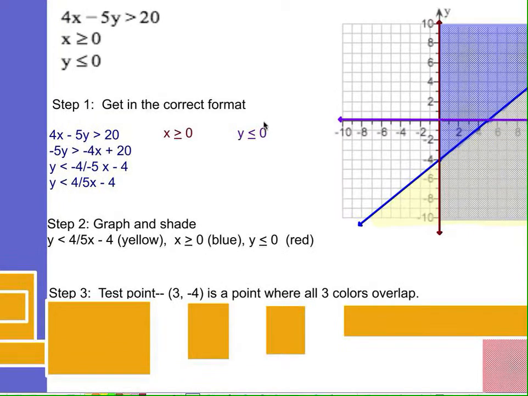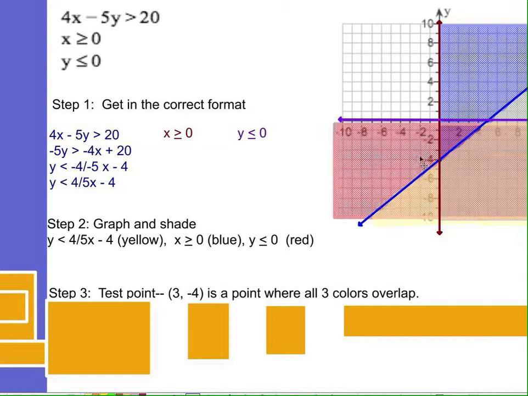And once again, I am looking for my numbers less than 0. So I'll go where y is 0. All the numbers less than 0 on the y are below: -2, -4, -6, -8. So I want to shade that area. Okay. As you can see, the only area that has all three colors forms this trapezoid on the bottom right.